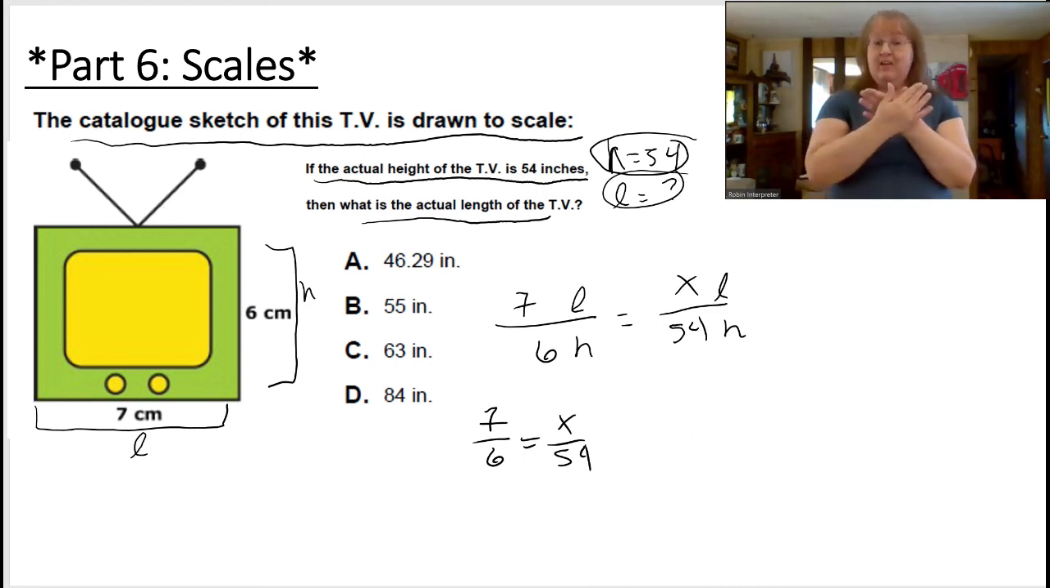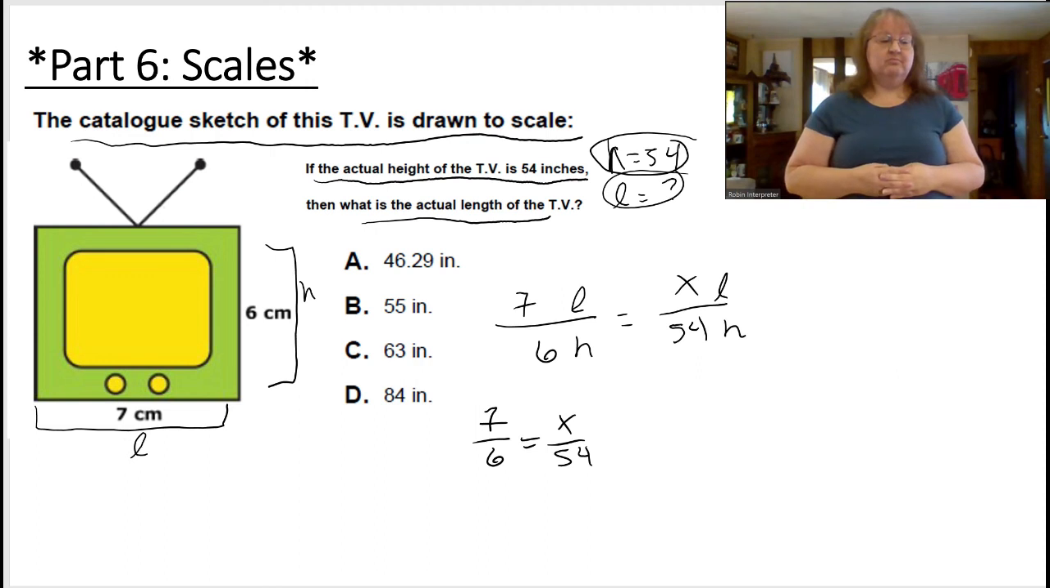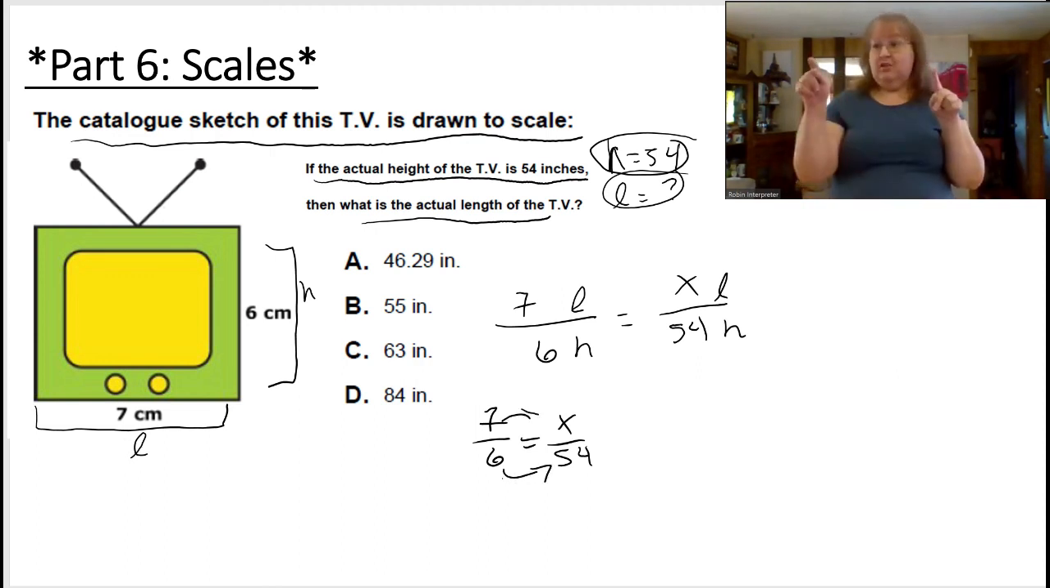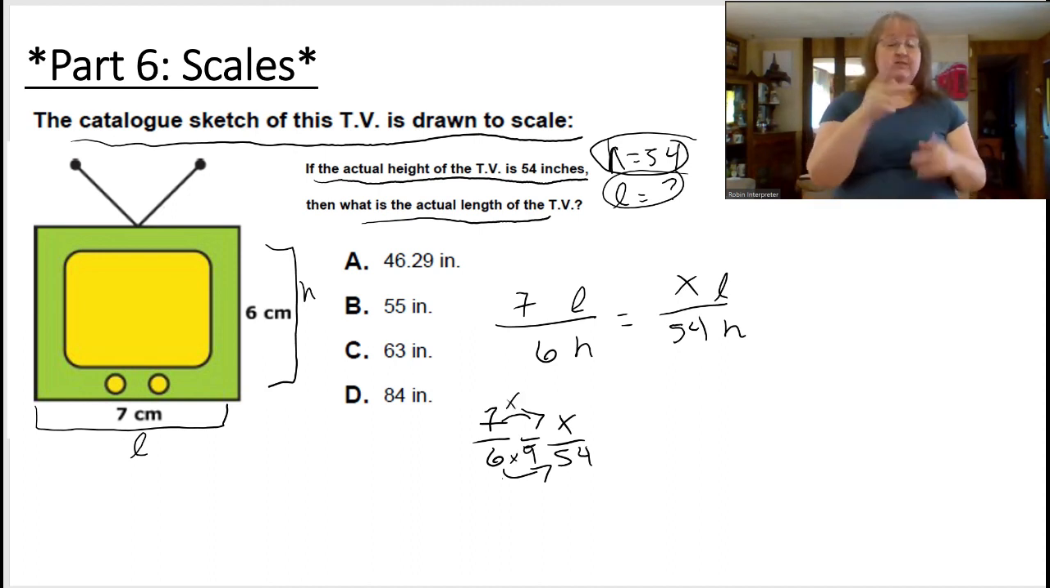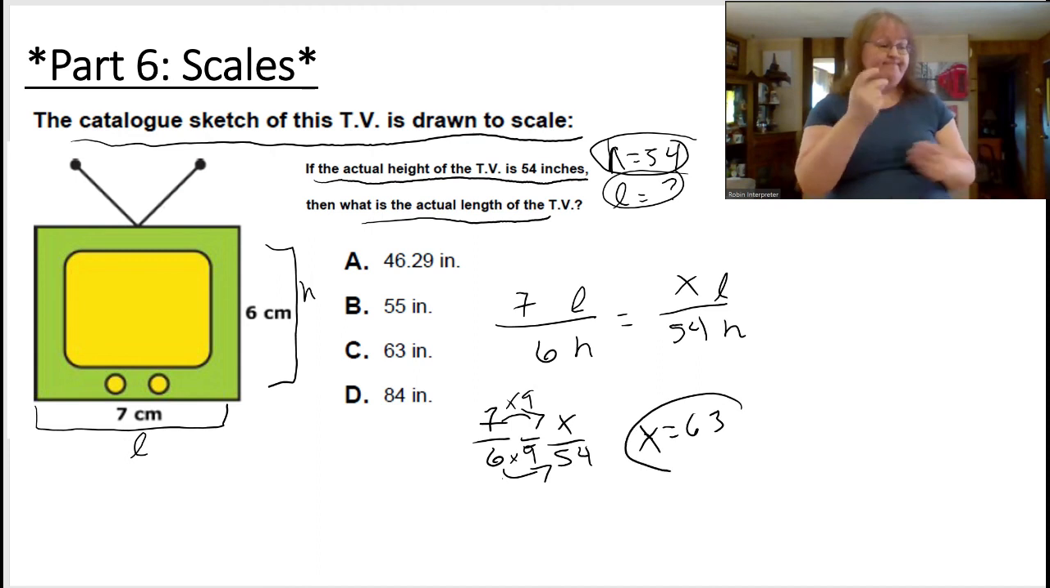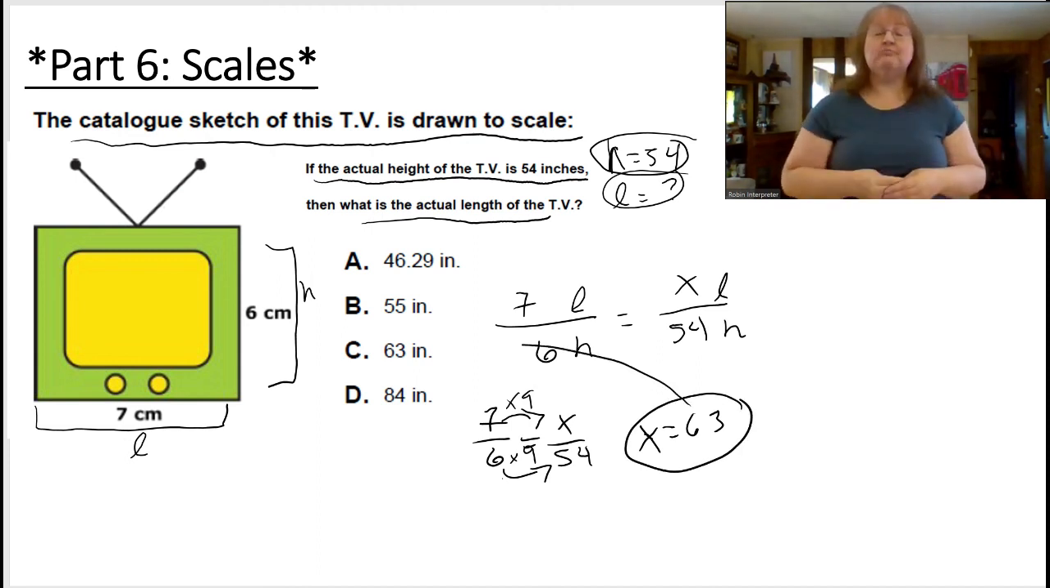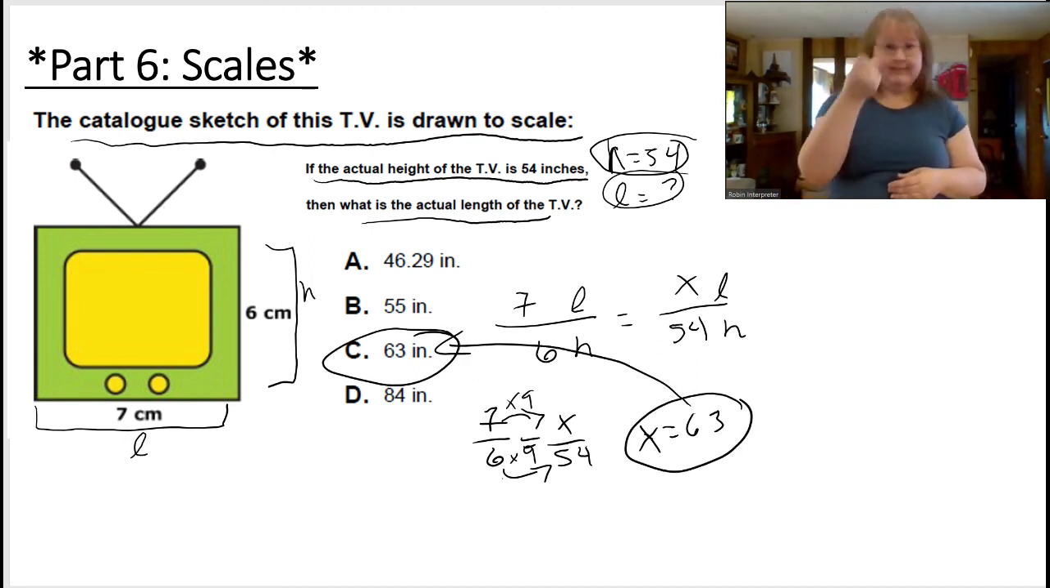Okay, so now I'm going to want to do my butterfly method. Unless you can directly see that you can multiply across, which you can. And in this case, if you can multiply across, then that's all you need to do. Look, 6 times 9 equals 54, so 7 times 9. 7 times 9 is 63, so x should equal 63. If you can see that automatically, then there you go. There's your answer. That's all the work you need to show.